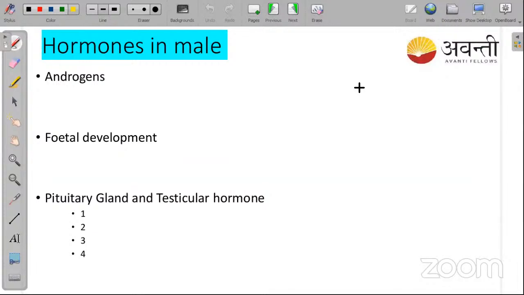We categorize them into three parts. First of all, androgen. So what is meant by androgen actually? Androgen is nothing but the group of hormones which are present in a male. Let's move ahead. This androgen contains a different variety of hormones. So the first hormone in androgen is testosterone.